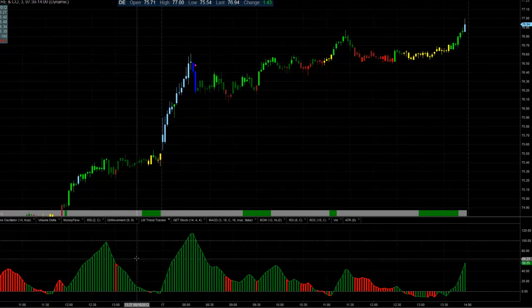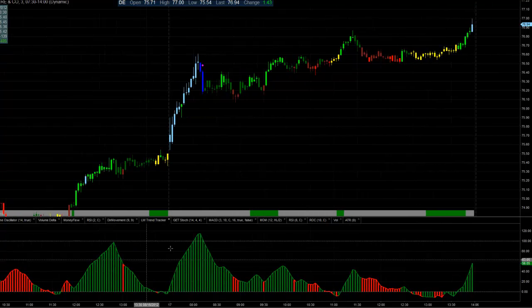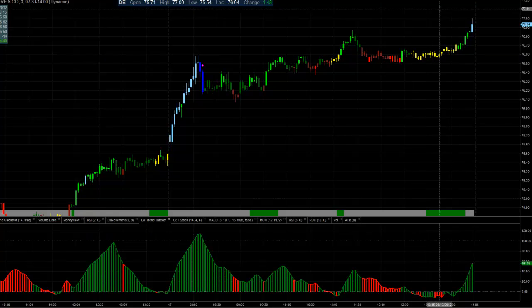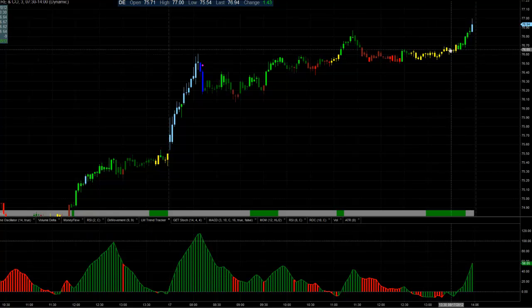So again, let's just go back a little bit over this histogram. Okay, so now we've got all the colors. Yellow is for when trend strength has gotten so low that it's unsustainable. It's like a contraction, and then trend strength will then expand.